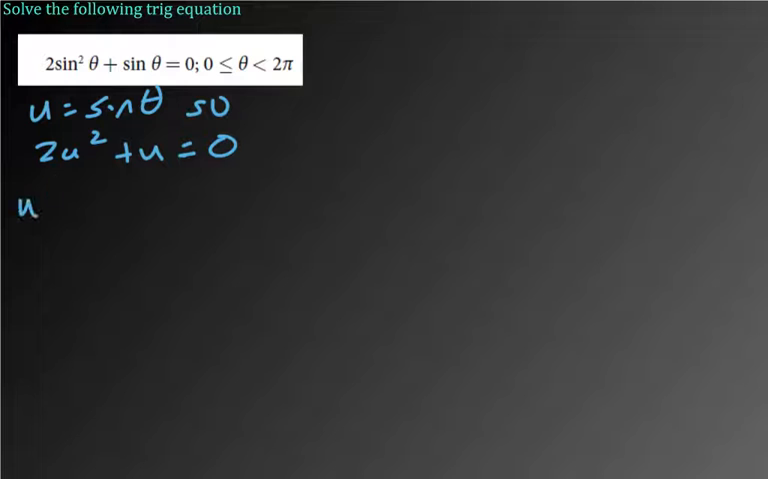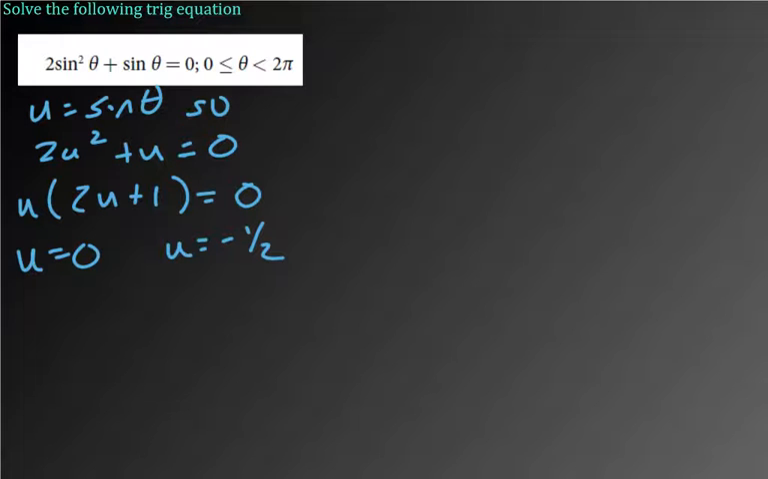And then it's one of these things where you can just factor the quadratic, and now you can think about it as a quadratic. So you're getting either u equals 0 or u equals -1/2, right? And so for this one, now if we just unsubstitute, sine of theta equals 0, right?